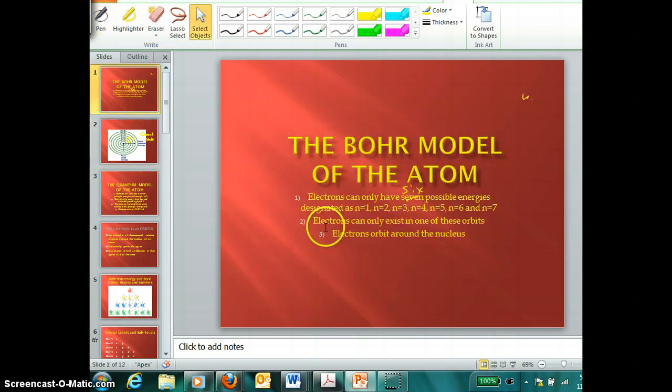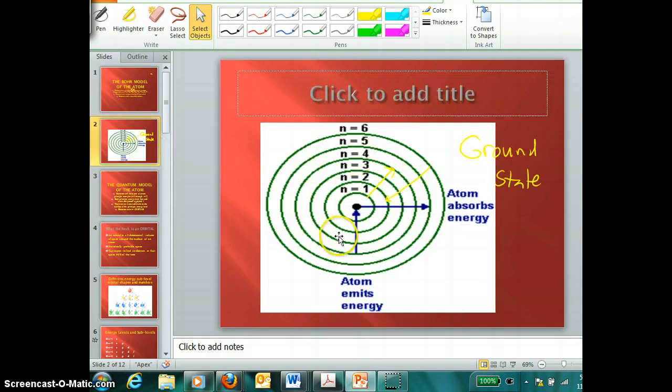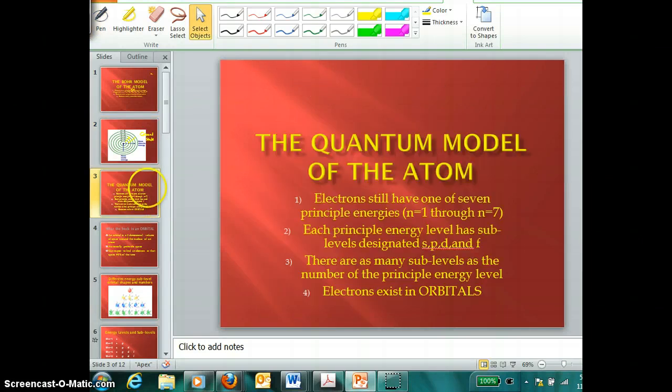He also believed that the electrons can only exist in one of those possible orbits, and that the electrons orbited around the nucleus, much as a planet would orbit around a star or the moon orbits around the Earth. But of course, that was a fairly primitive model that couldn't explain the observations in other more complex atoms. So that's where the quantum model was later established.